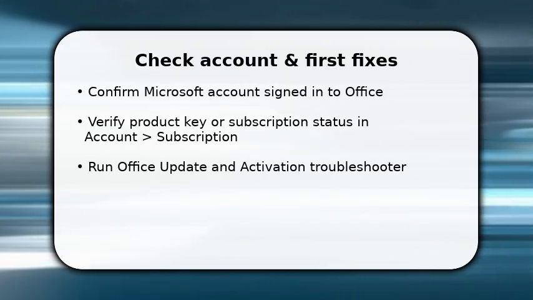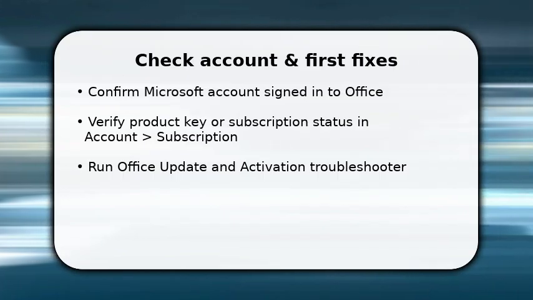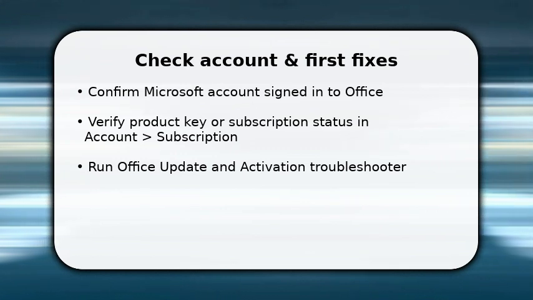Next, make sure Office is fully updated and run the built-in activation troubleshooter to force a recheck. If updates install, restart Word and immediately confirm license status. These steps resolve most simple activation mismatches.